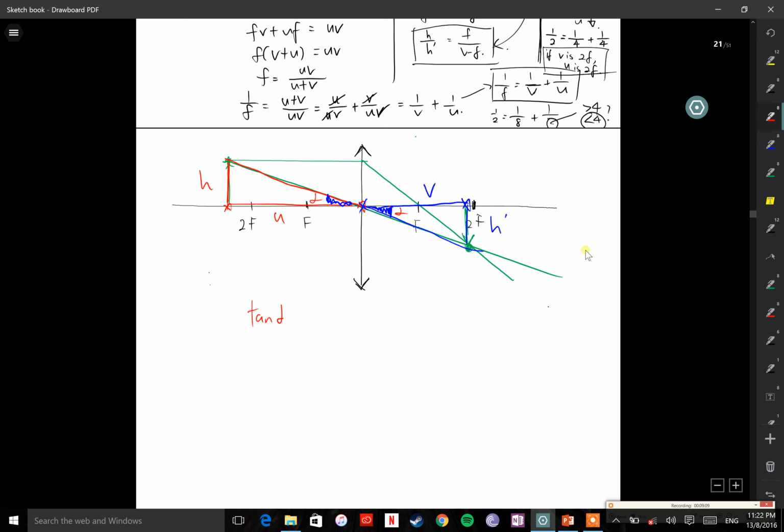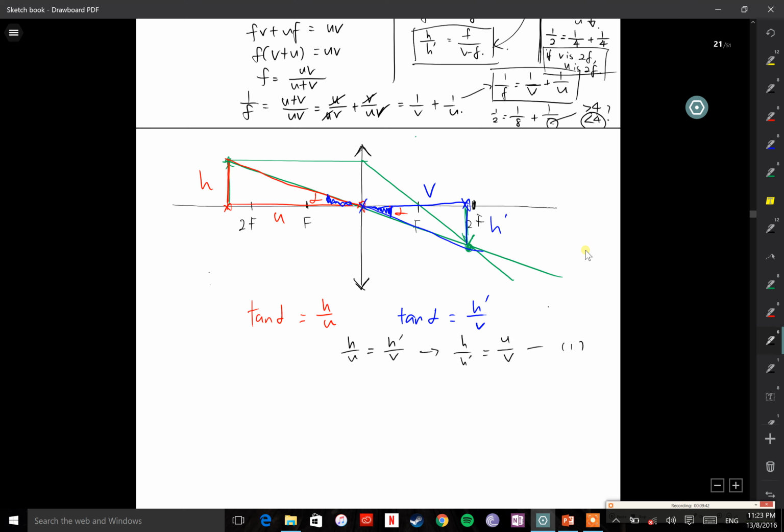Tangent alpha is equals to Toa, right? So opposite over adjacent, you're going to get h over u. And for the blue triangle, tangent alpha is equals to h prime over v. So basically what we have at the end, combining these two equations, is h over u equals h prime over v, which actually gives us h over h prime equals u over v. Now this is equation 1.